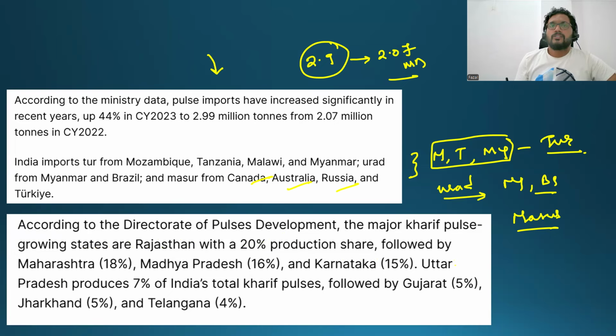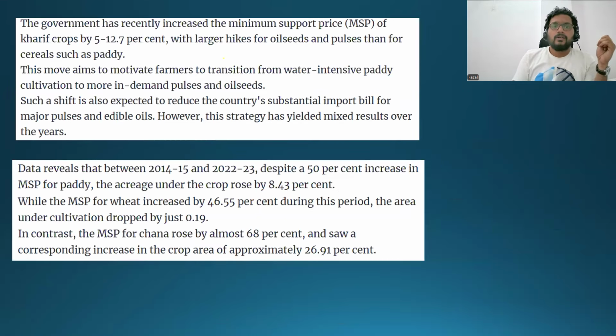Okay, so what does the Directorate of Pulses Development say? Kharif pulses are grown mainly in Rajasthan with 20%, followed by Maharashtra and Madhya Pradesh. So follow this order of states. I will share this document. Next, the government has increased MSP. I have told you just now, an improvement in MSP also decides what kind of crops and how much percentage it has to increase.